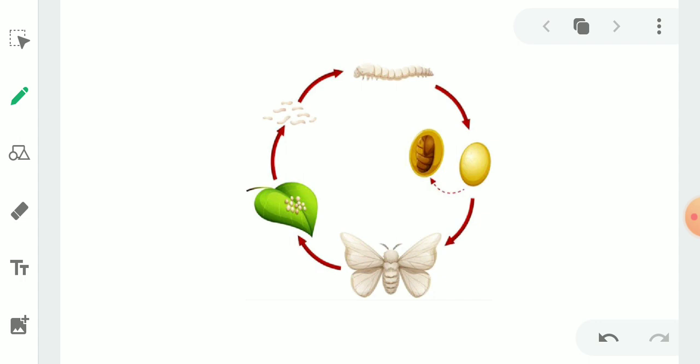This is the female moth. The female silk moth lays eggs from which new larvae are hatched, which are called caterpillars or silkworms. So, they lay eggs and larvae are hatched, and this is the caterpillar.